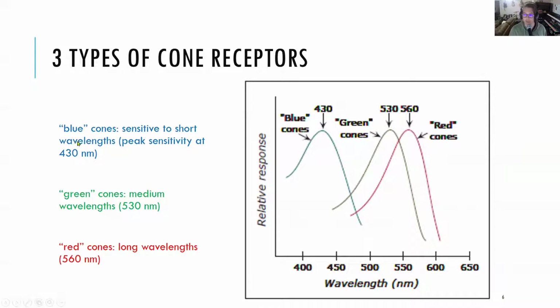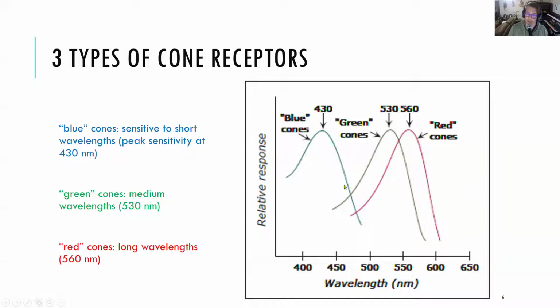Just to make things easier for us to wrap our heads around it, we're going to call these blue, green, and red cones. But don't get confused into thinking that these cones are, if you were to look at them on the back of a retina under a microscope, they don't look blue. They're not hues. The cells themselves don't have these hues. Also, the cells themselves are not only sensitive to hues in this range. It's just that they're maximally sensitive to hues that we describe by these colors, okay?